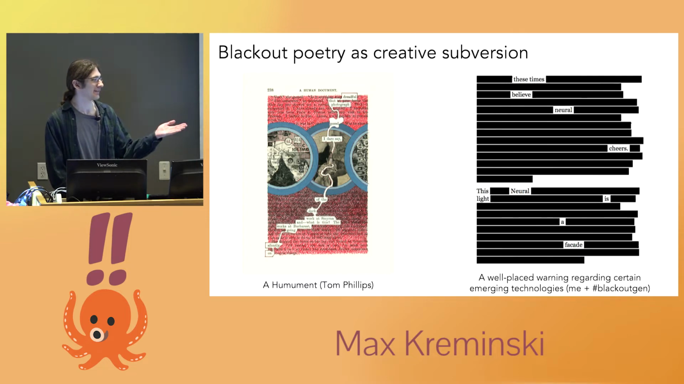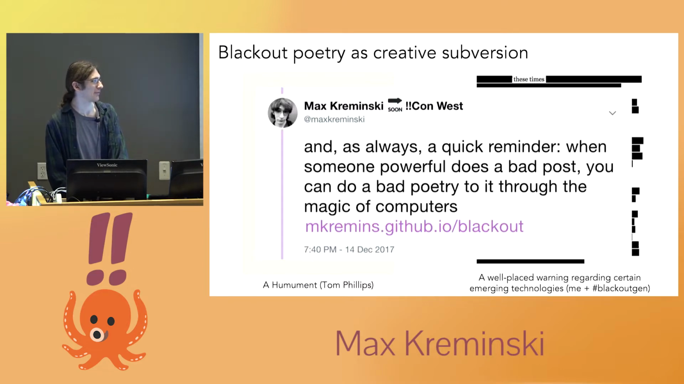What you can see here is that even though the author's intent was to maybe talk up or be in favor of these neural network technologies, you can take blackout poetry and use it to subvert that meaning, to do something the author would never intend with those words. And one more thing I've encouraged people to do is, when someone powerful does a bad post, do a bad poetry to it through the magic of computers. If someone in venture capital has made a bad blog post, or if the New York Times has posted a bad opinion piece, you can make some really great blackout poetry that reveals the hidden biases in it, uses the words against the authors, stuff like that.